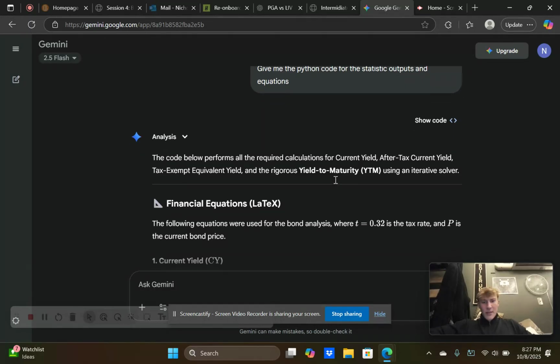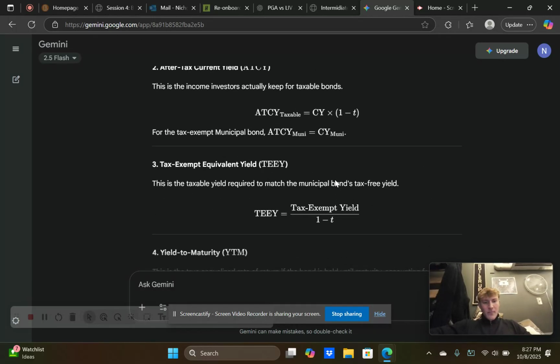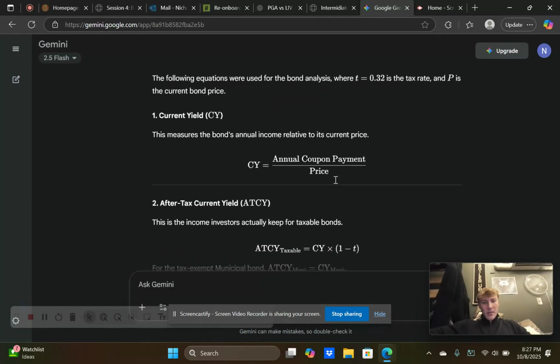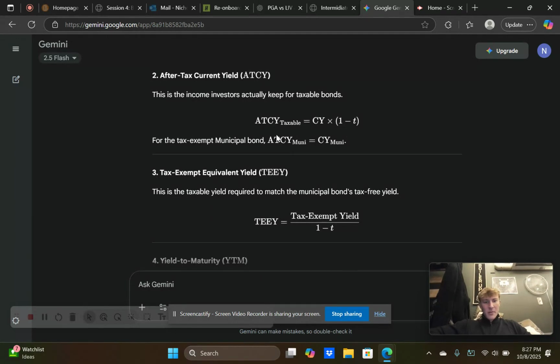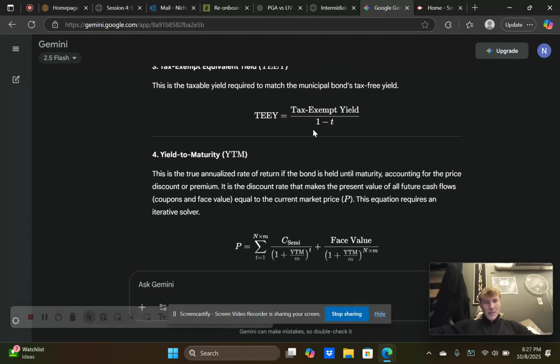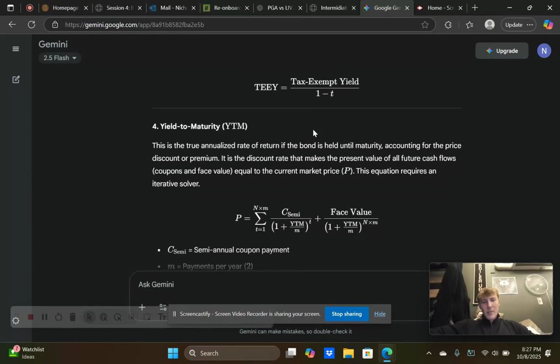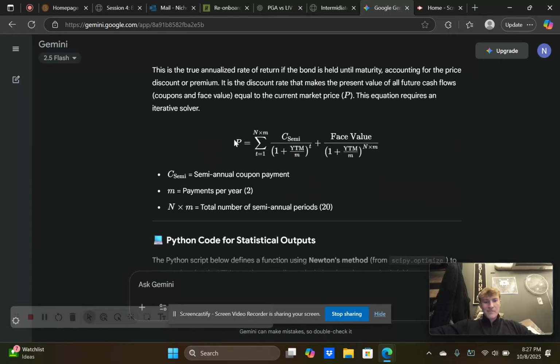So let me go down and we see our Python code. We have some equations, how we got our current yield, annual coupon payment divided by price. We already went over after-tax current yield. And then tax-exempt equivalent yield, tax-exempt yield divided by 1 minus t. And then we have our yield to maturity equation, which we can look at here.